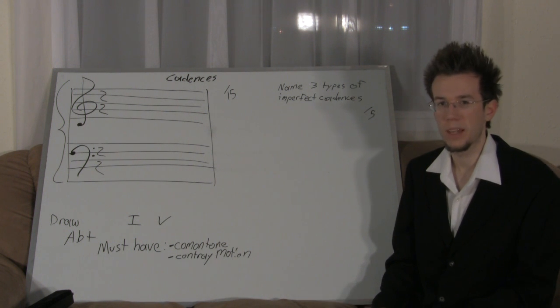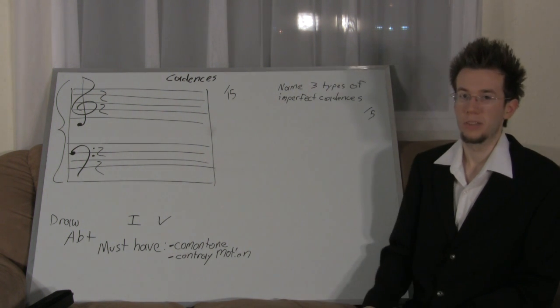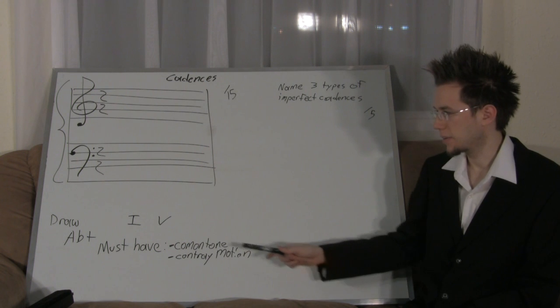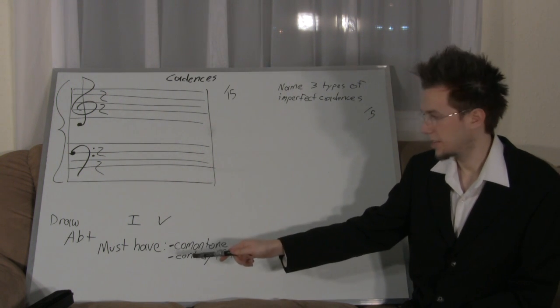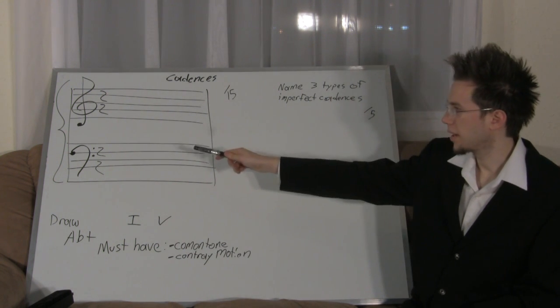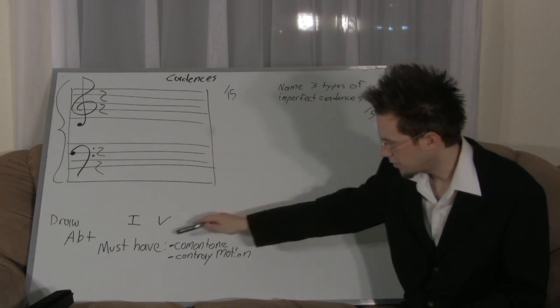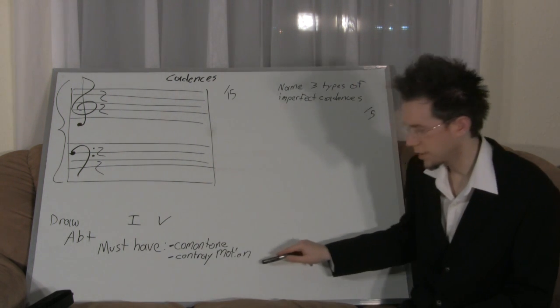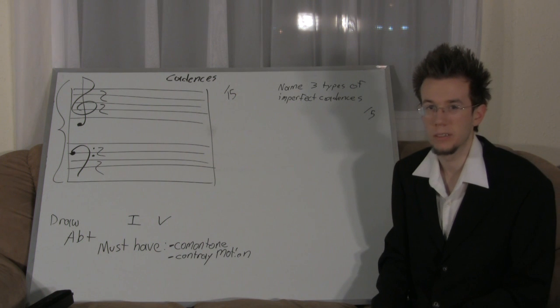for the imperfect cadence. And then over here, we're going to draw an imperfect cadence, and it has to be a 1-5 using accidentals in A flat major in 2-2 time. It must have a common tone, and it must have at least one contrary moving voice.